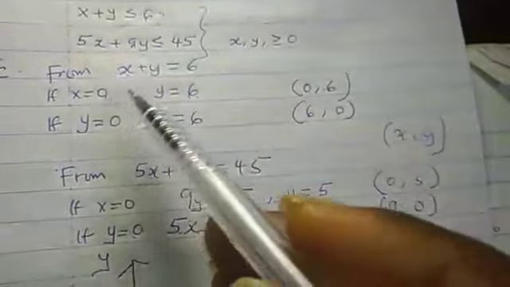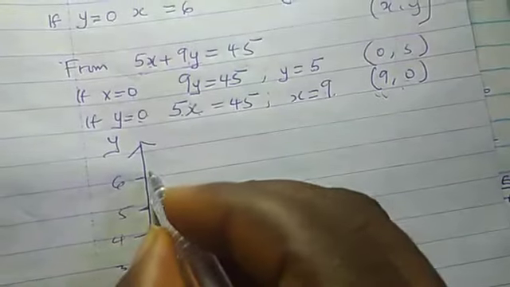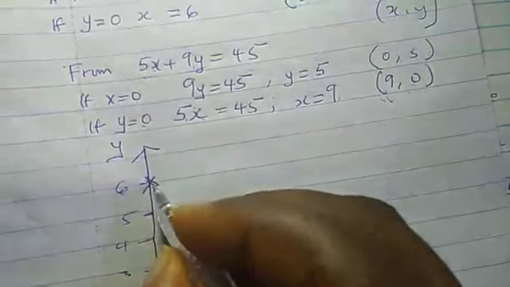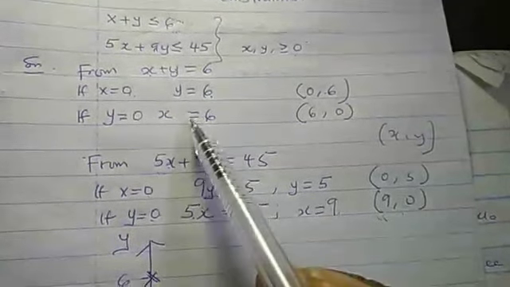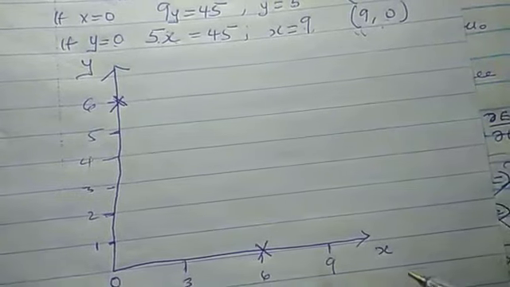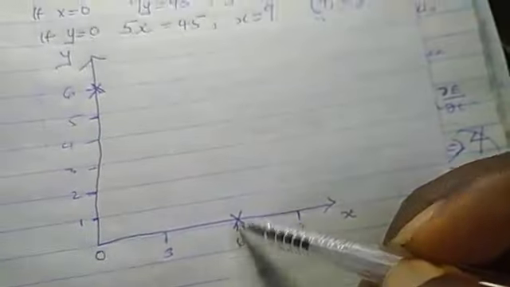You now come to this one. The first one says y is 6. So this is y is 6. Put it here. The second one says x is 6. Put it here. So the next thing is you join it to get a straight line. You use a straight edge to get it. I'll pause the video and do that, but I'm coming. So that means I'm joining these two.